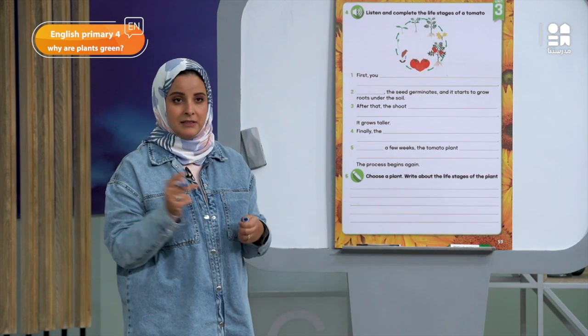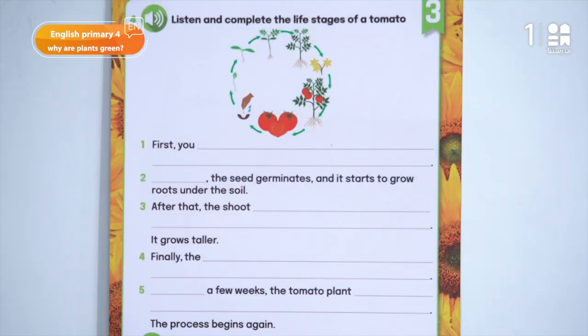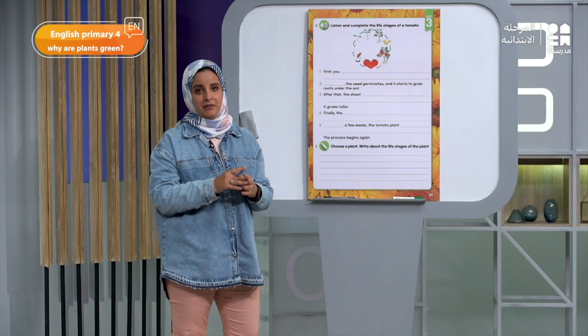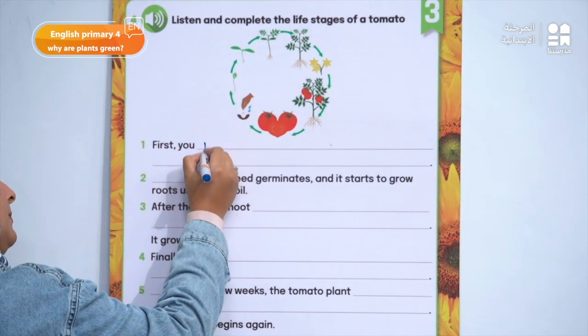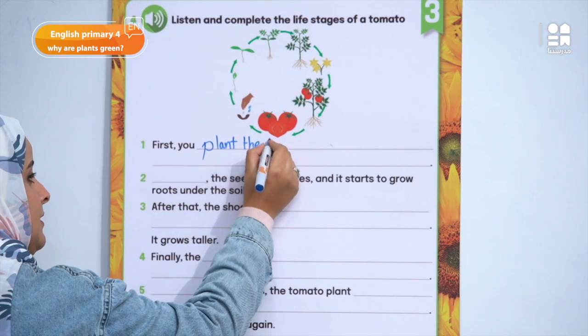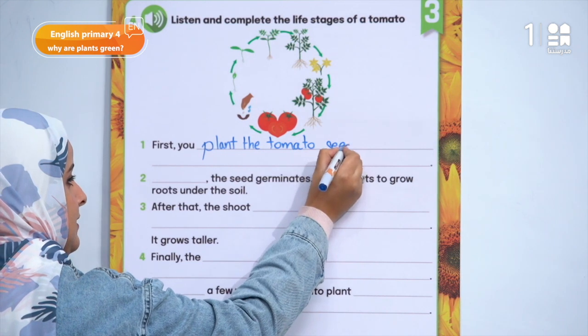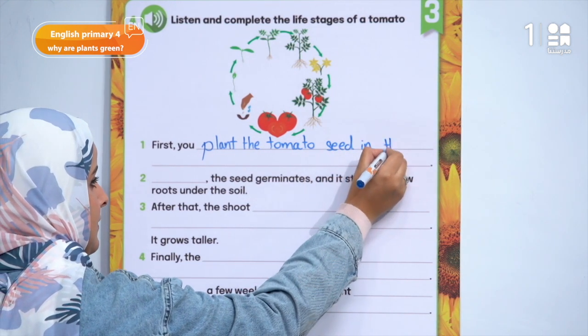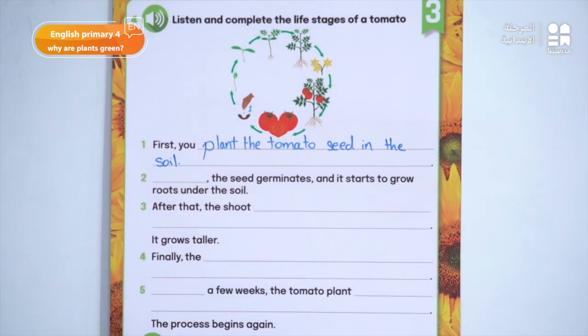Now, let's go back to our page and write the sentences together. Number 4. Listen and complete the life stages of a tomato. Number 1. First, you plant the tomato seed in soil. Let's write it together, bit by bit. First, you plant the tomato seed in the soil. Full stop.